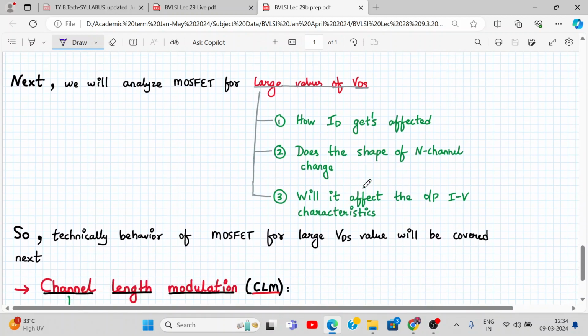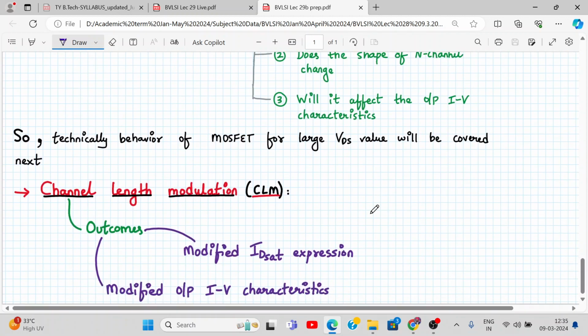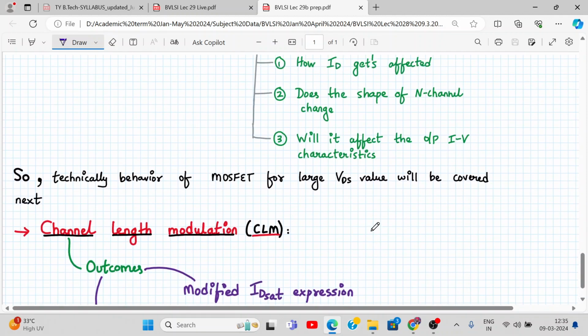Okay, so next time, a preview of the next lecture: we'll analyze the MOSFET for large values of VDS. How does the ID get affected? Does the shape of the N channel change? Will it affect the output IV characteristics? So basically we will be discussing channel length modulation. Okay, so what is channel length modulation? Will it affect my already derived ID linear and ID sat expressions? Will I get a modified IV characteristic? So all these questions in the next class. Okay, so that's all for today.